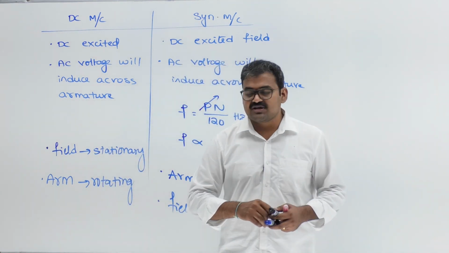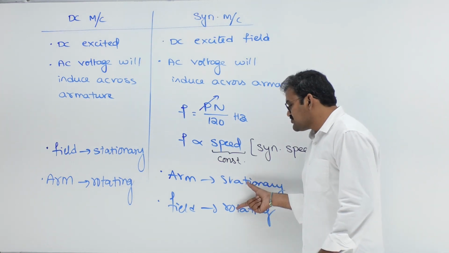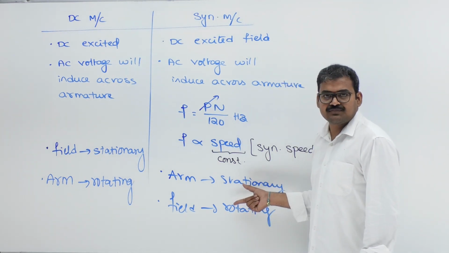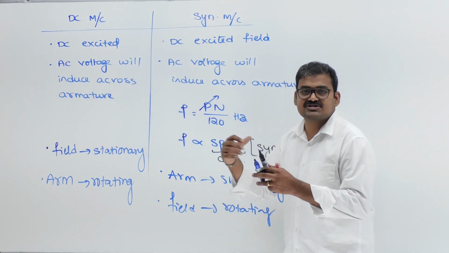If I ask you which is the easiest procedure out of these two, I discussed already, the synchronous machine procedure is the easiest procedure. Why? Because in a synchronous machine, the armature winding is stationary.